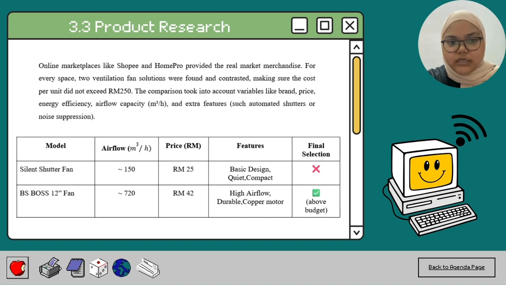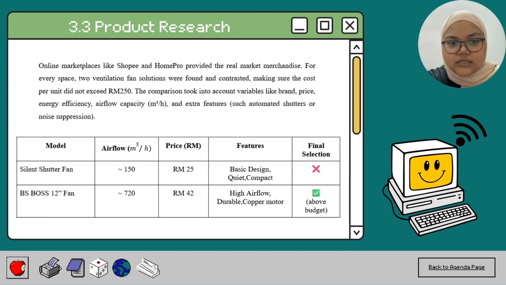So for this project, we compared 2 ventilation fans from Shopee and HomePro, keeping our budget under RM250 Malaysian ringgit per unit. So the first option was the silent shutter fan. It's compact, quiet, and very affordable at RM25, but the airflow is only 150 cubic meters per hour, which is too low for our needs, so we didn't select it.